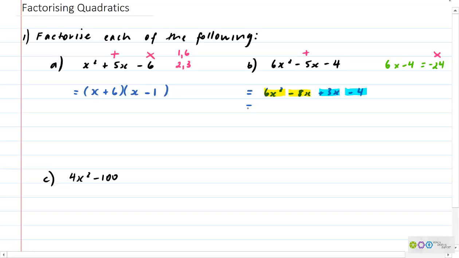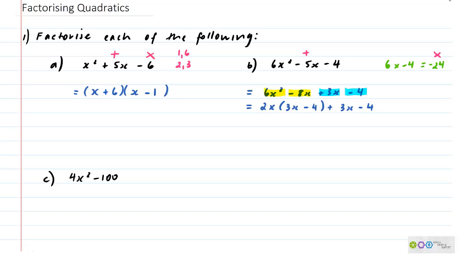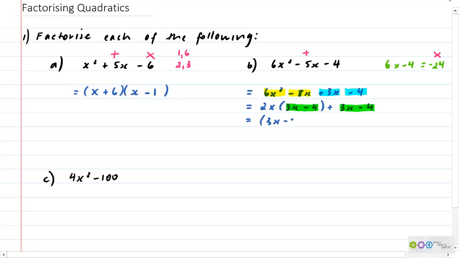With the yellow, we're looking to take out the highest common factor. That will be 2 and also x. And then we're left with 3x - 4. And you notice that you also have your 3x - 4 in the blue highlighting. So grouping by pairs has given us this common factor of 3x - 4. Finishing that off, we end up with (3x - 4) as a highest common factor, and then the 2x, and then what exists in front of the second 3x - 4 is a 1.